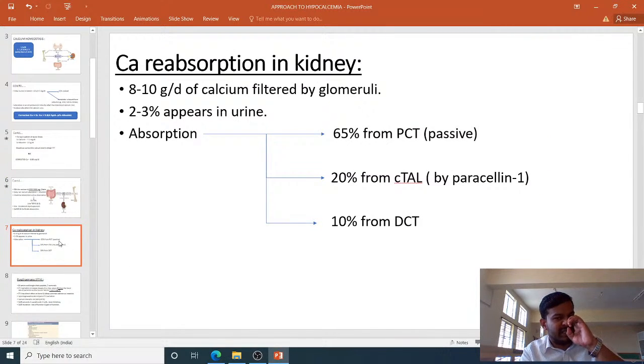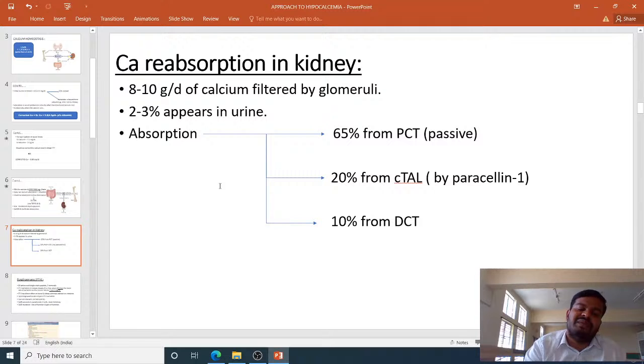And calcium reabsorption in the kidney: 8 to 10 grams per day of calcium is filtered by the glomeruli, and 2 to 3 percent appears in the urine. Absorption is 65% from the proximal convoluted tubule, by passive diffusion, 20% from the thick ascending limb via paracellin-1 channels, and 10% from the distal convoluted tubule. So this is how the calcium is absorbed.